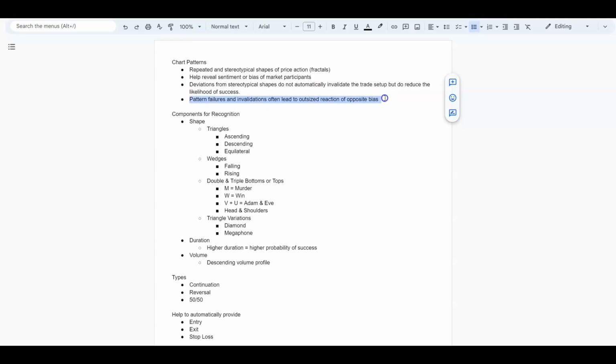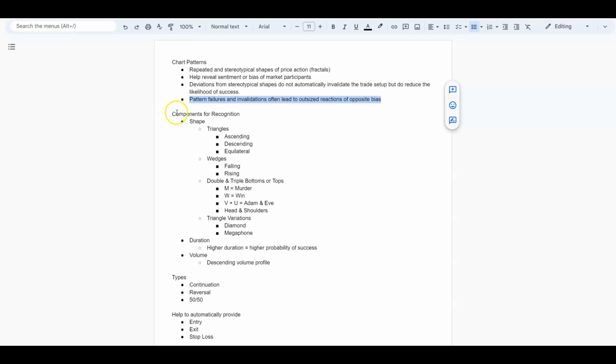Here's another very important point. Pattern failures and invalidations often lead to outsized reactions of an opposite bias, right? And I'll specify that again. But if you have a pattern that's been setting up for months and it fails, or weeks, right? Typically, you'll have an equal and opposite reaction, right? So you'll have, instead of reversal, you'll have continuation. Instead of continuation, you'll have reversal, and so on.